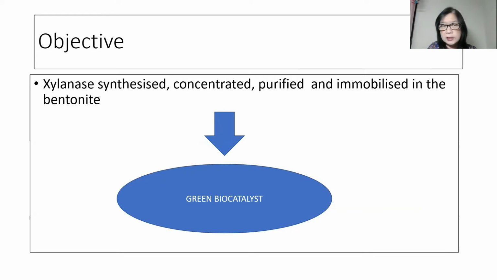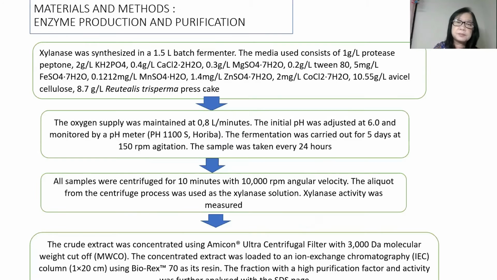So what are the objectives? The objective is that we would like to synthesize the xylanase. So we produce the xylanase, and then we concentrate, purify, and immobilize it in the bentonite. So we would like to see whether we are successful in making the green biocatalyst. So this is the material and method procedure for the enzyme production and purification.